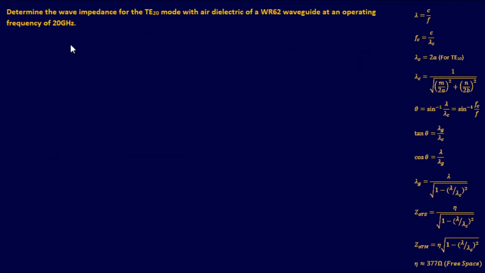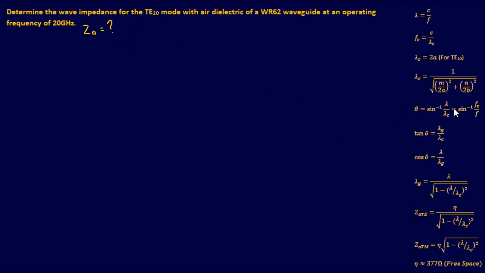All right, for our last example, we saved the best for last. We're going to determine the wave impedance for a Tango Echo 20 mode, that's transverse electric 20 mode, with an air dielectric, of a WR62 waveguide and an operating frequency of 20 gigahertz. Well, this WR62 waveguide is the same one we had from the previous example. So we might be able to use some of the variables from that one. So what we want to find out is Z of O. That's the one we want to find out.